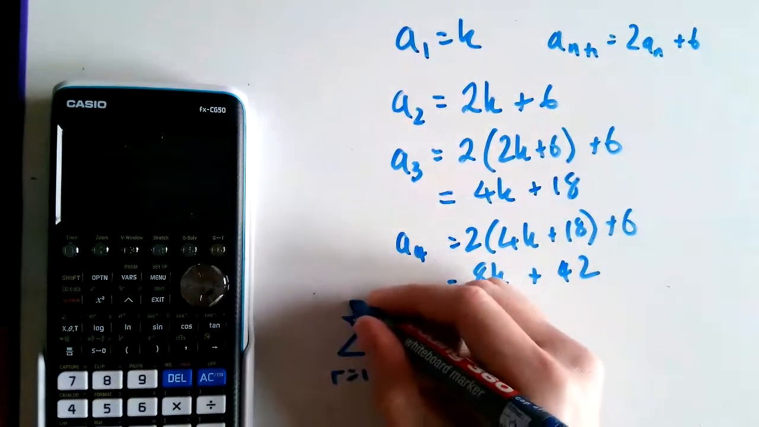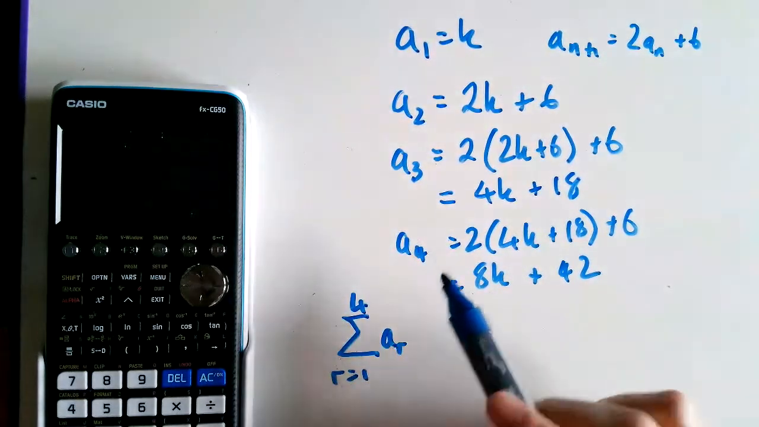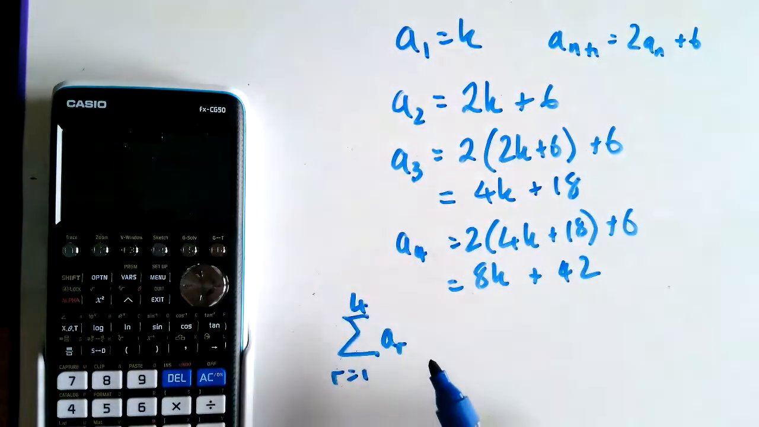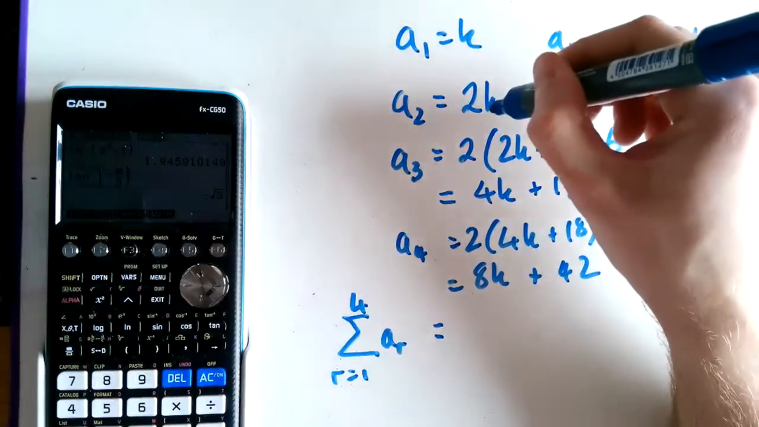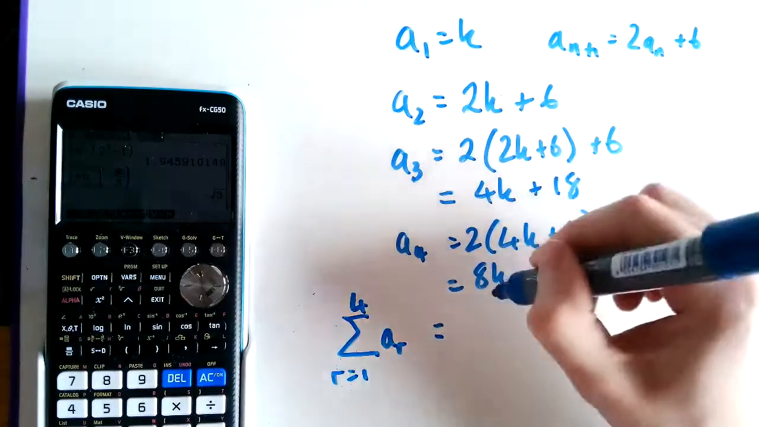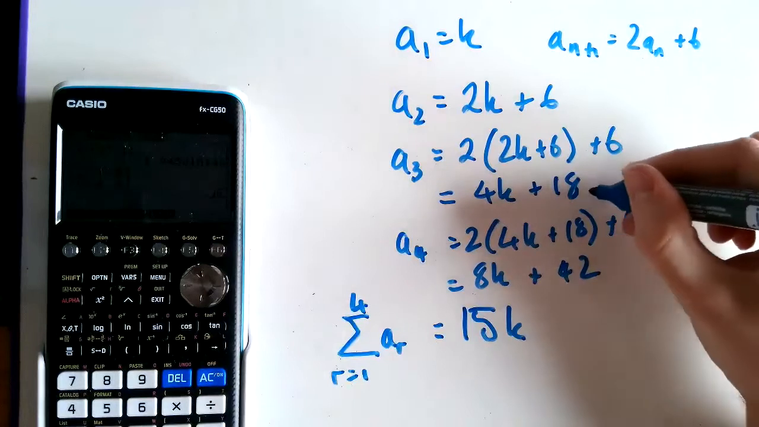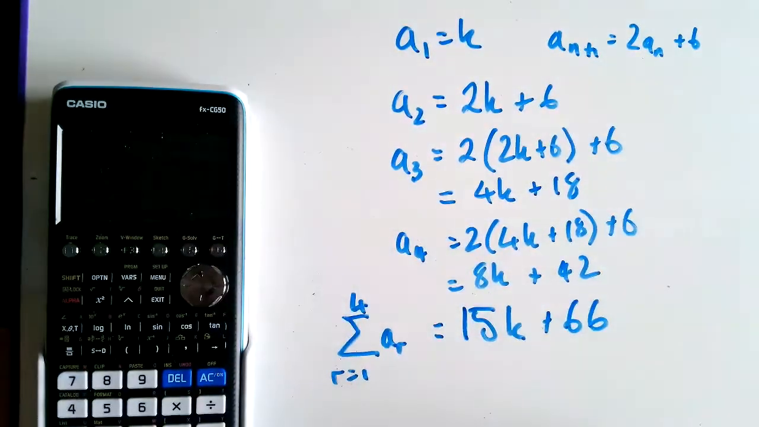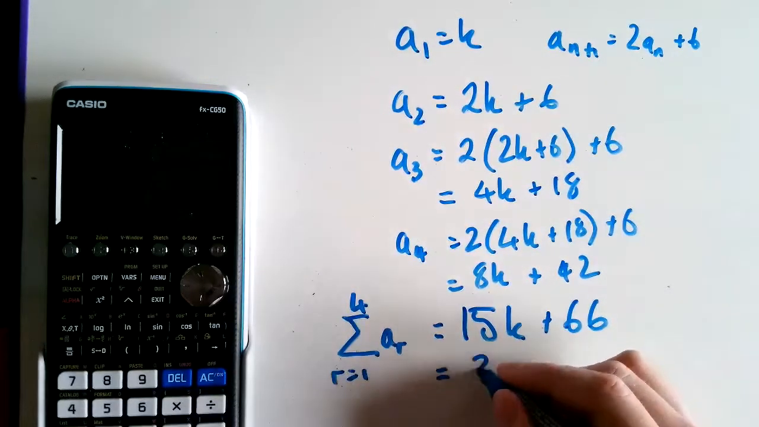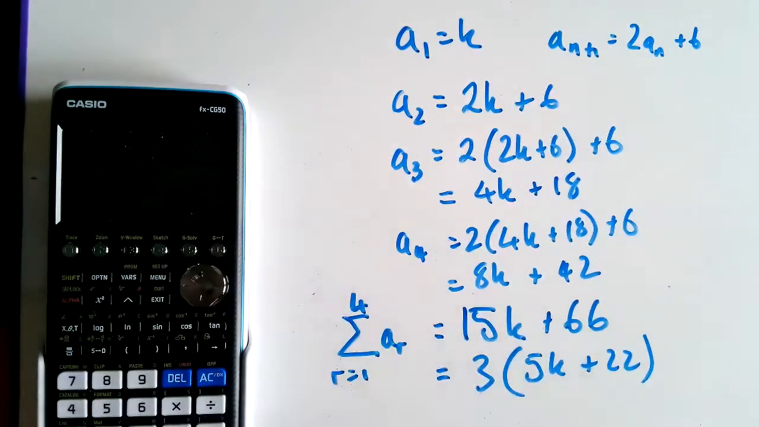Now, the reason I've done a1, a2, a3, a4 is to show that the sum from 1 to 4 of ar is a multiple of 3. So that means I need to work out the first 4 terms and add them together. So if I add together these 4 terms, I get 1k, 2k, 3k, 7k, 15k, 6, 24, 66. So 15k plus 66. And to show that's a multiple of 3, I can factorize out 3 and get left with 5k plus 22. So it's definitely a multiple of 3.